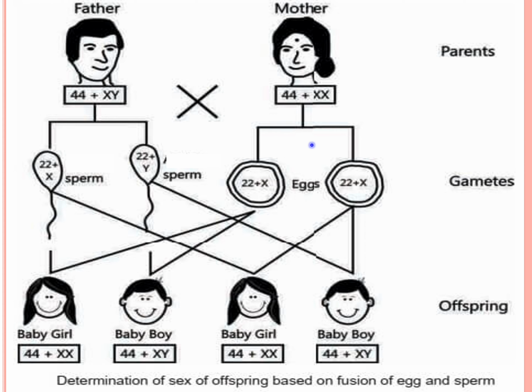So in this pattern of inheritance, there is a 50% chance of a baby girl with genotype 44 plus XX chromosomes, and a 50% chance of the birth of a baby boy with the genotype 44 plus XY chromosomes. So this is how you have to represent the inheritance or determination of sex of the child in human beings.